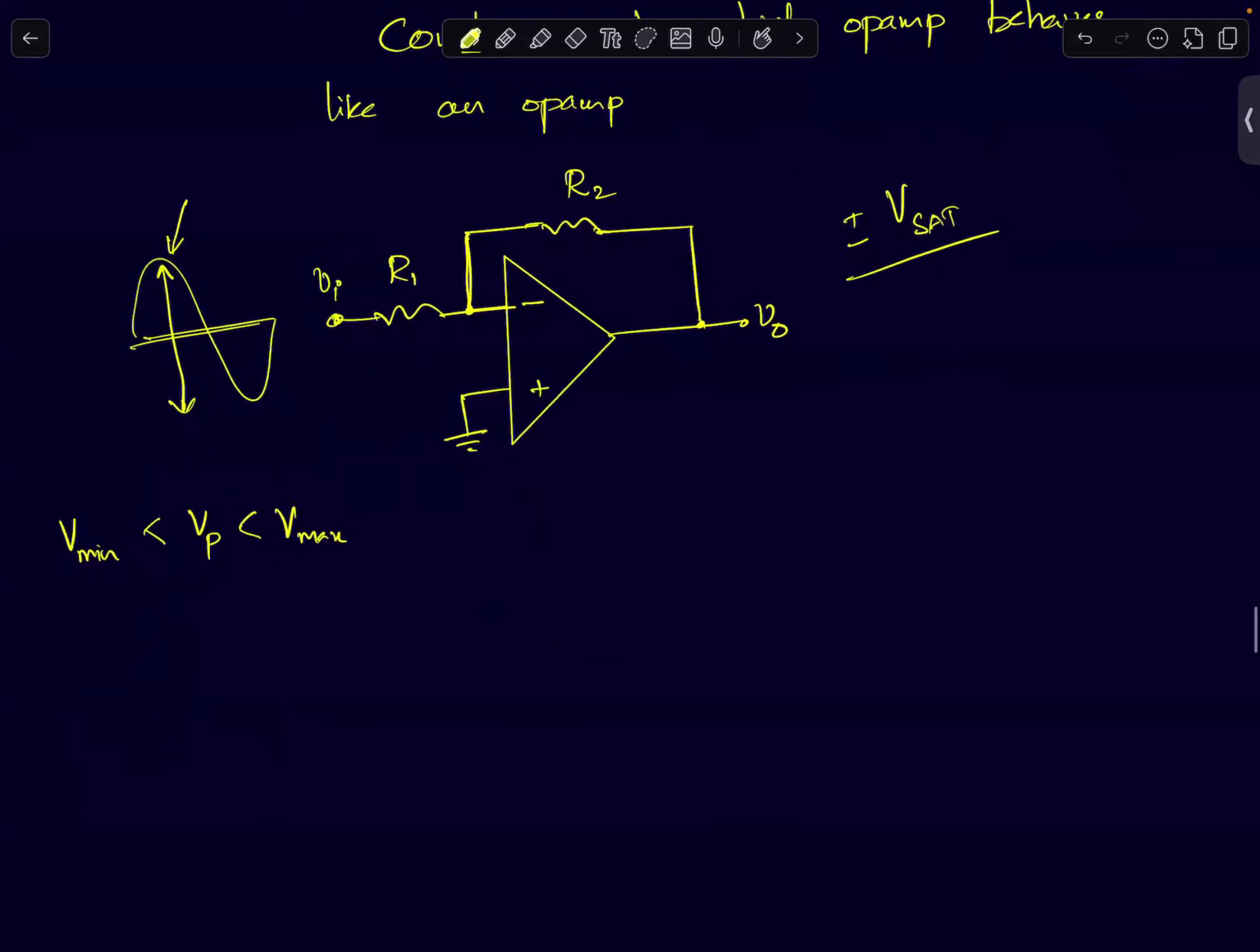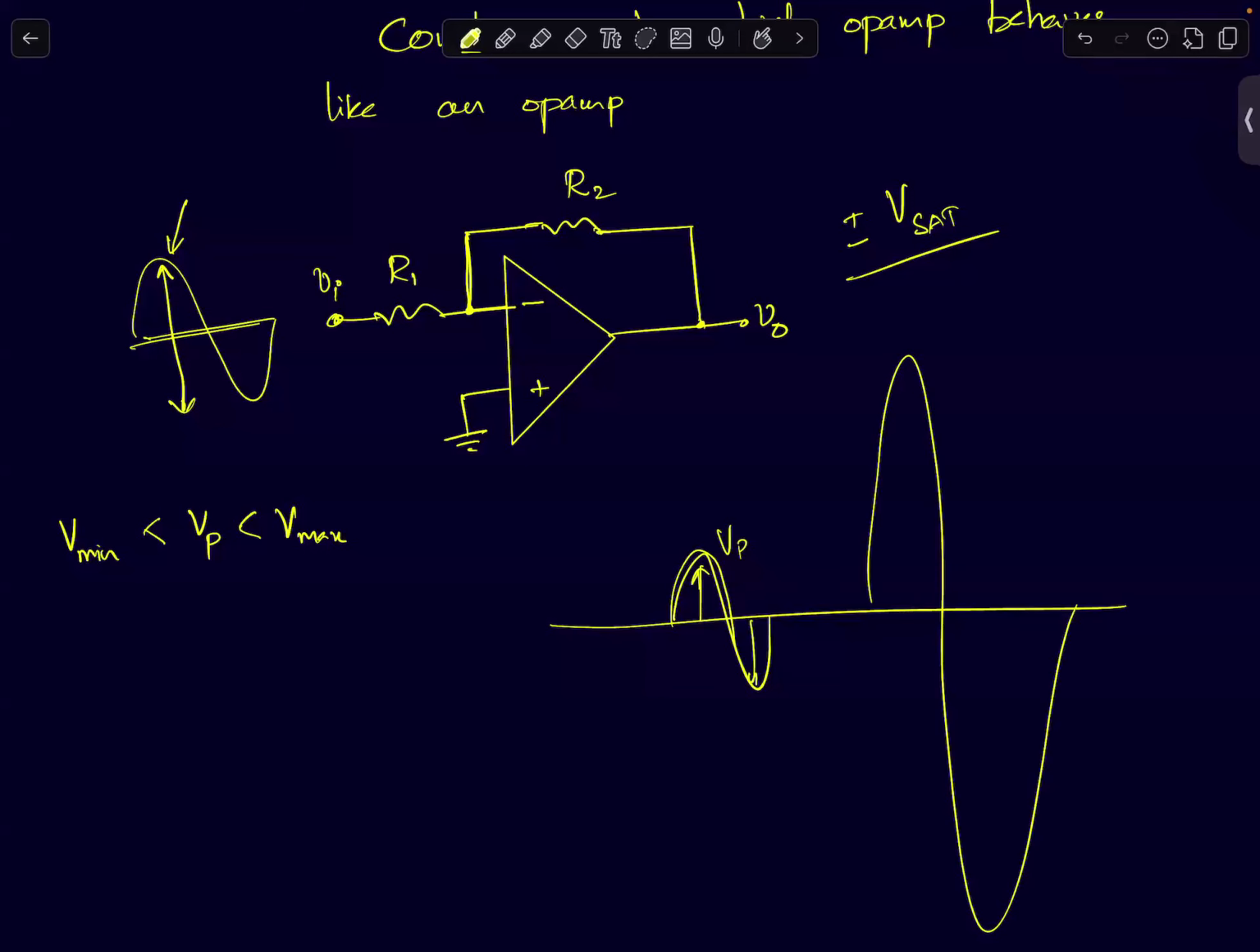So what do I mean by faithful amplification? Faithful amplification means that if I apply a sinusoid of a peak voltage V peak, the output should be a scaled version of the sinusoid, some amplified version times V peak. If I measure the Fourier transform of the output, that should contain no tones, I mean, no frequencies other than the input frequency. That's the definition of a linear time invariant system.